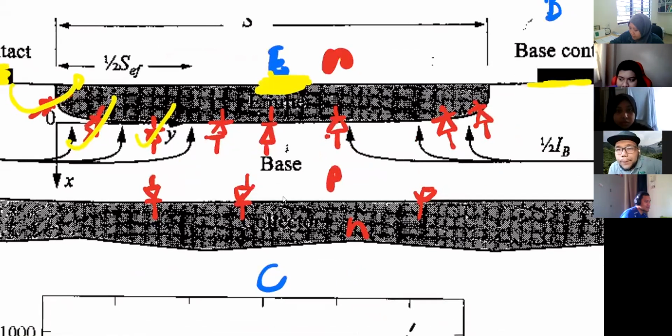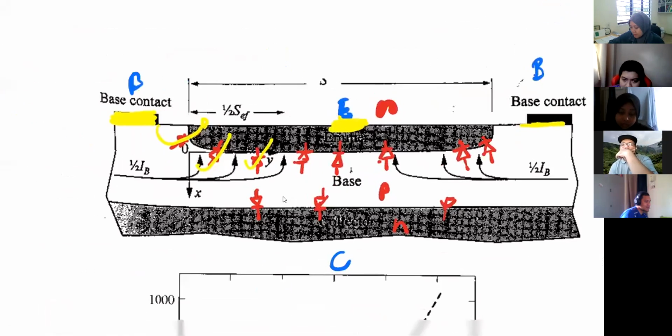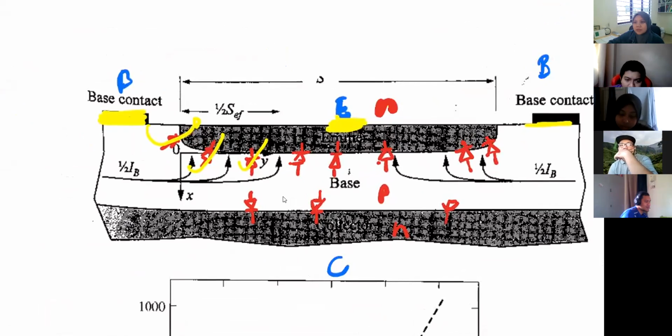Emitter kat sini. And we know if you want to make the beta, the gain, high, how do we dope the base compared to the emitter? What's the relative doping of the base to the emitter if you want to make the gain high? Need to be higher doping. For which one? For the emitter. Yes, the emitter you make highly doped. You want more free carriers because you want higher current. However, the base you make lightly doped because we want the base current to be low.